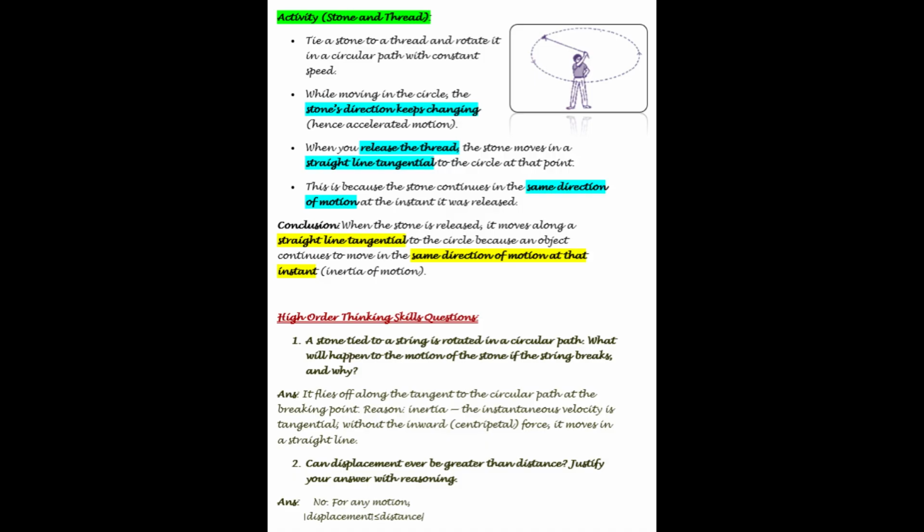Speed, velocity, and acceleration describe rate and change of motion. Equations of motion apply under constant acceleration. Graphs help us understand motion visually. Uniform circular motion is accelerated motion due to change in direction.